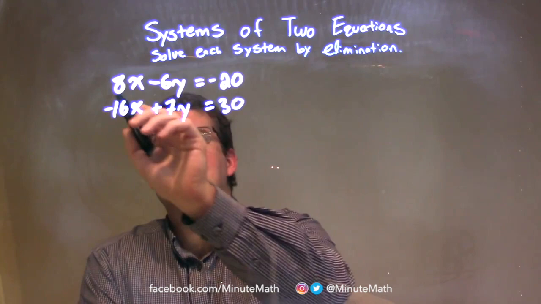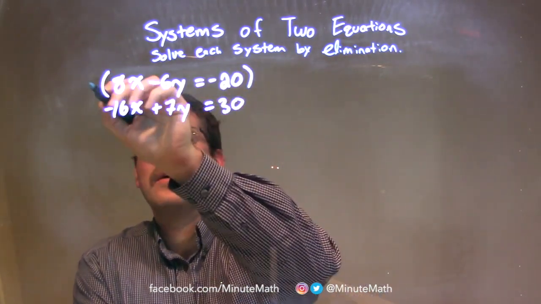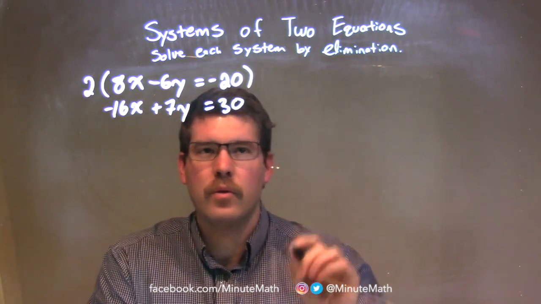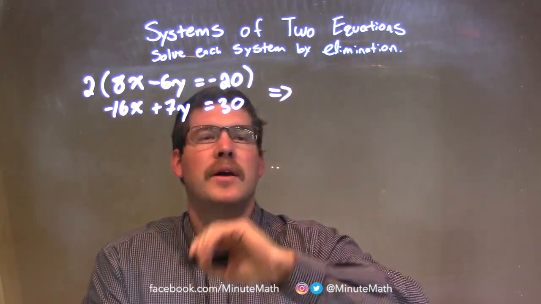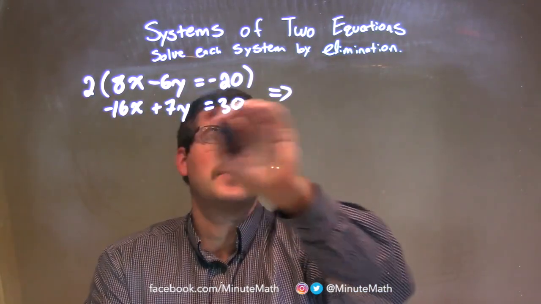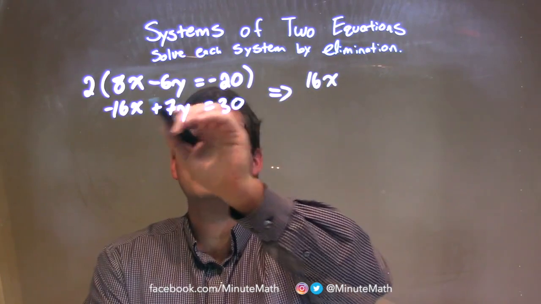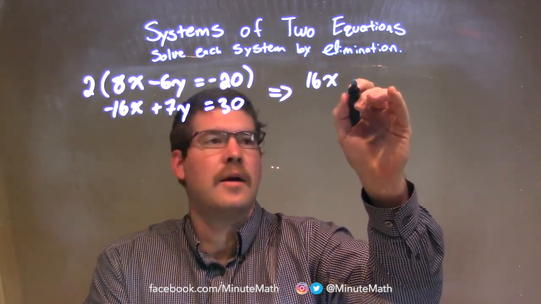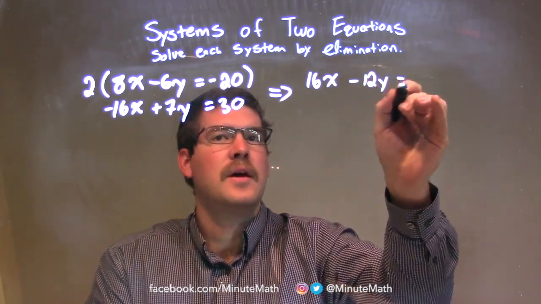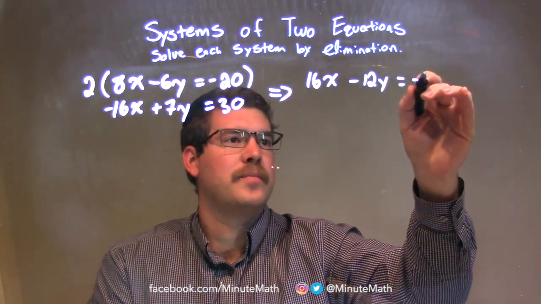So I'm going to take the first top equation and multiply the whole thing by 2. Let me put a little segue here. So I'll multiply that whole thing by 2. 2 times 8x is 16x, and 2 times negative 6y is negative 12y. And don't forget the negative 20: 2 times negative 20 is negative 40.